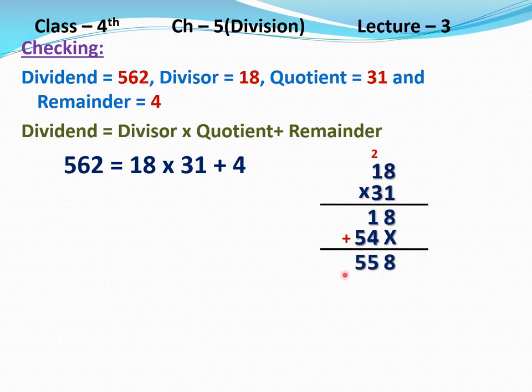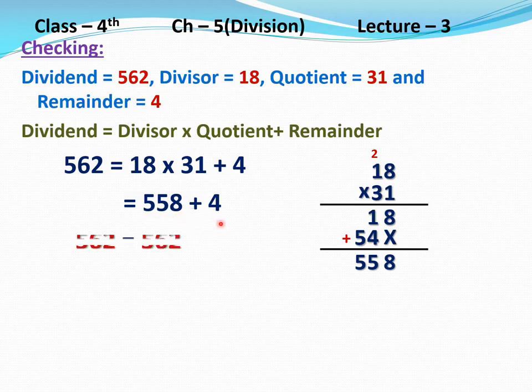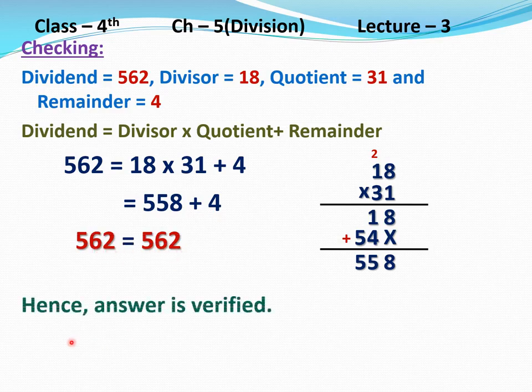18 multiply 31 equal to 558. Write down equal to 558 plus 4. Now we will do addition. 558 plus 4, that is equal to 562. Left hand side and right hand side both are equal. Hence answer is verified. Clear?